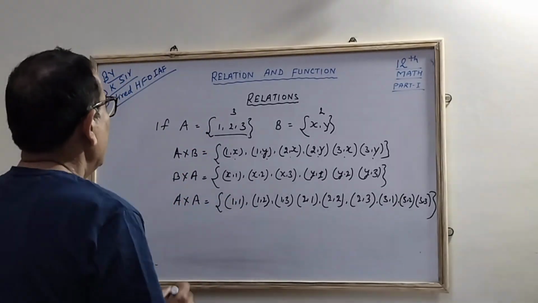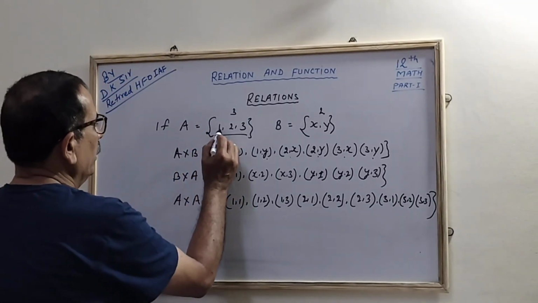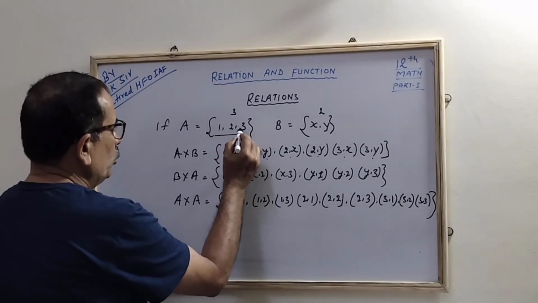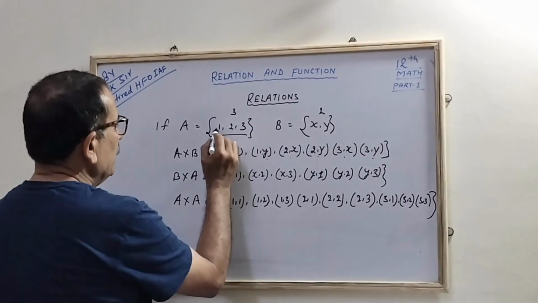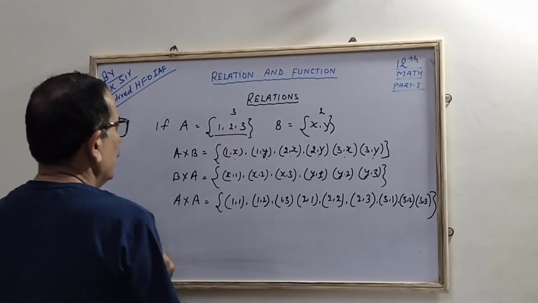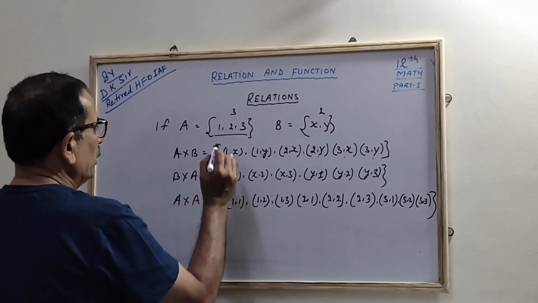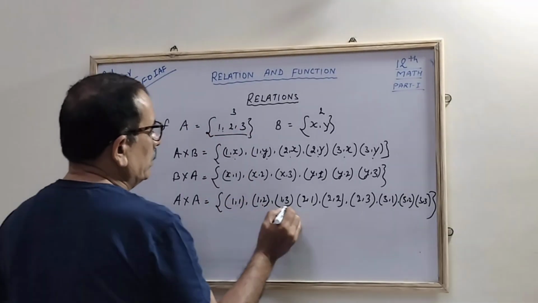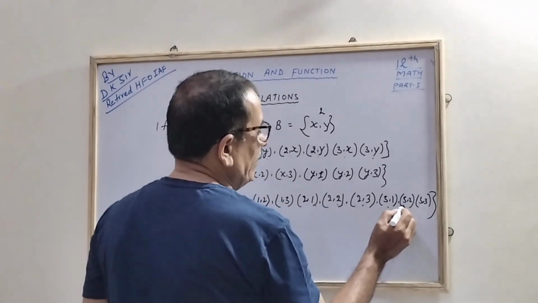Understood? A into A means the 1 1, the 1 2 and the 1 3; the 2 1, the 2 2 and the 2 3; 3 1, the 3 2 and the 3 3. Understood? Correct? Because you can count it also. 3 is there, another A is 3. So 3 3 is 9. 1 2 3 4 5 6 7 8 and 9.